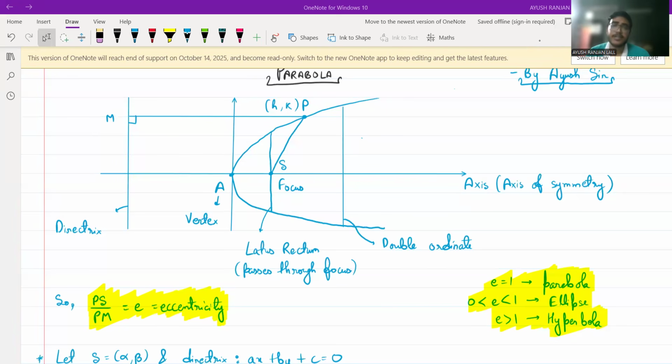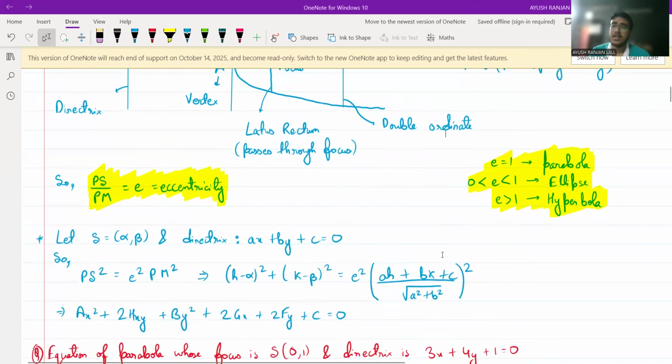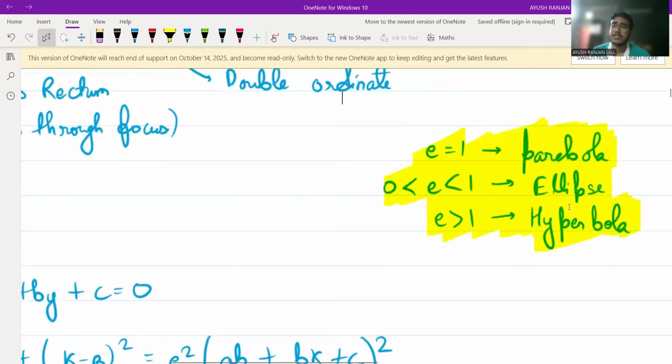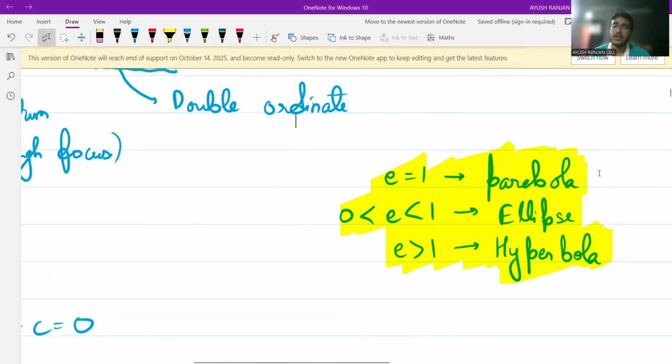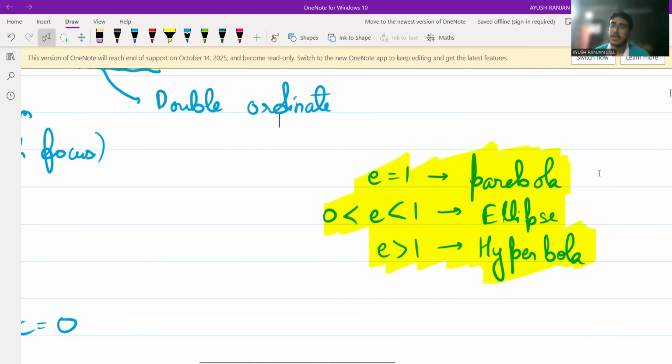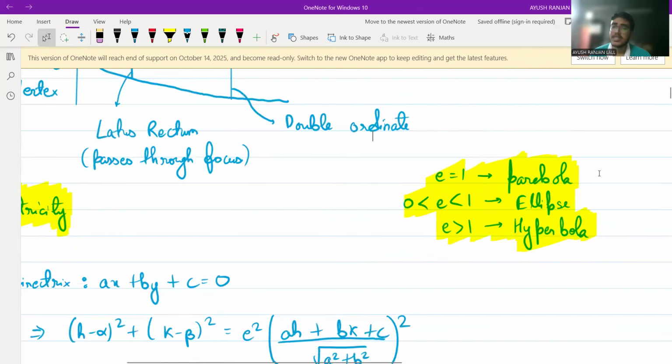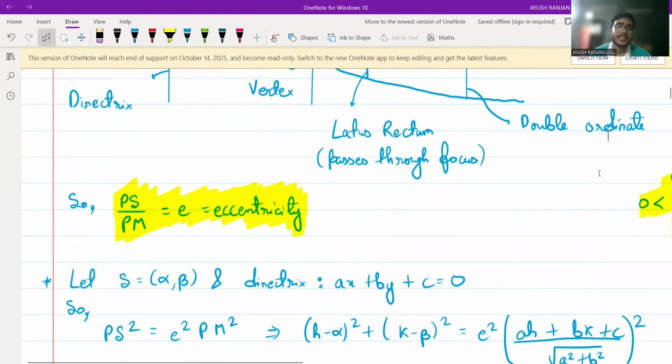So eccentricity, you haven't seen in circles. First time you are getting introduced in parabola. As you all can see, the eccentricity of a parabola is 1, the eccentricity of an ellipse is between 0 and 1, and the eccentricity of a hyperbola is greater than 1. So remember, in parabola, eccentricity is equal to 1.